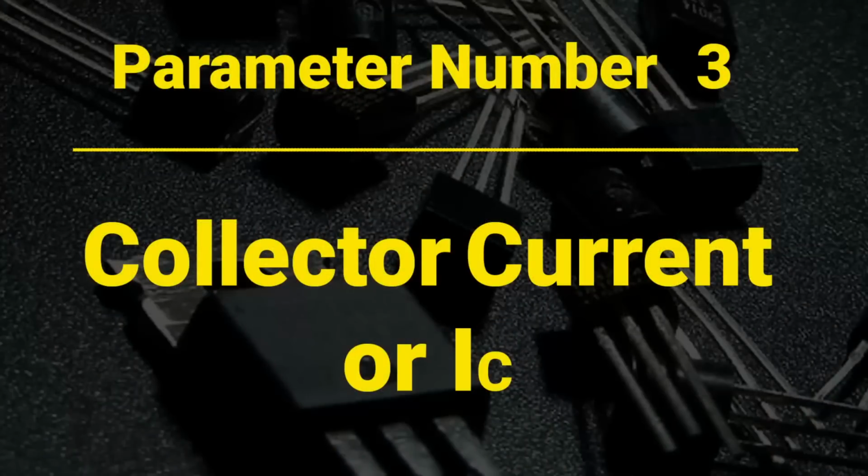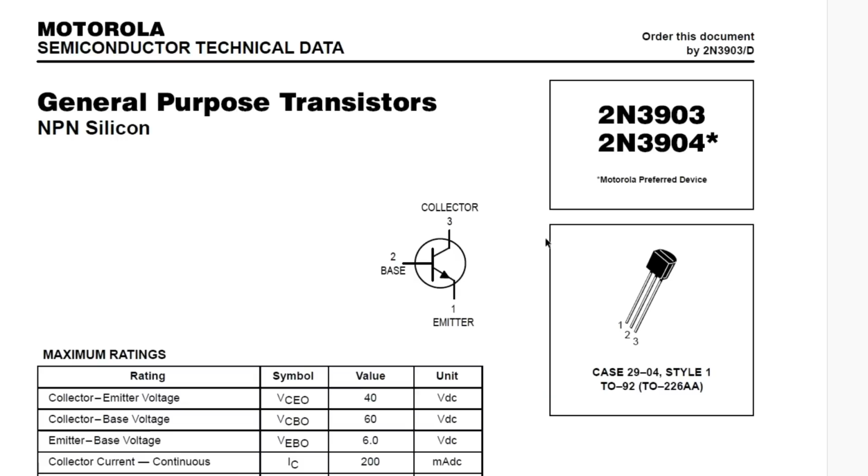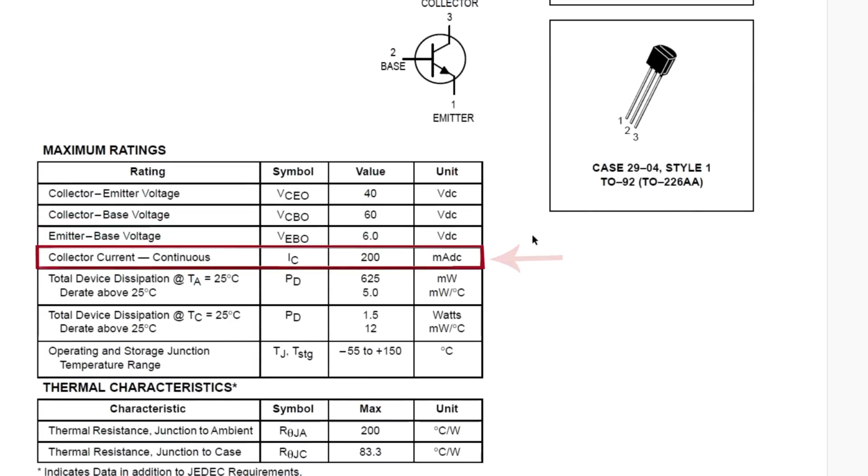I know you can guess what the next parameter is. Parameter number 3, collector current or IC. Collector current is the maximum current a transistor can pass through its collector terminal. You can find it on the datasheet by searching for IC. Look here, the collector current of the 2N3904 is 200 milliamps.